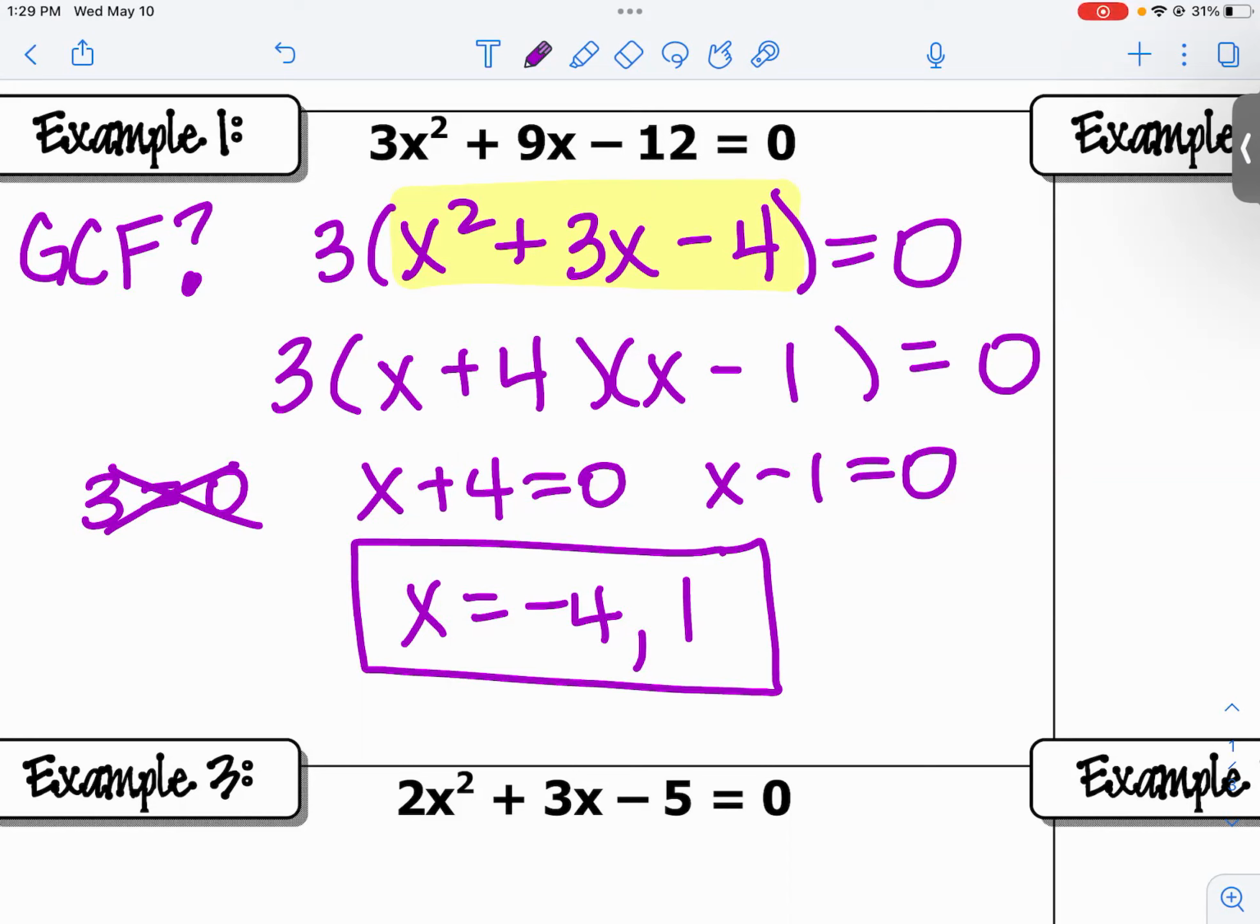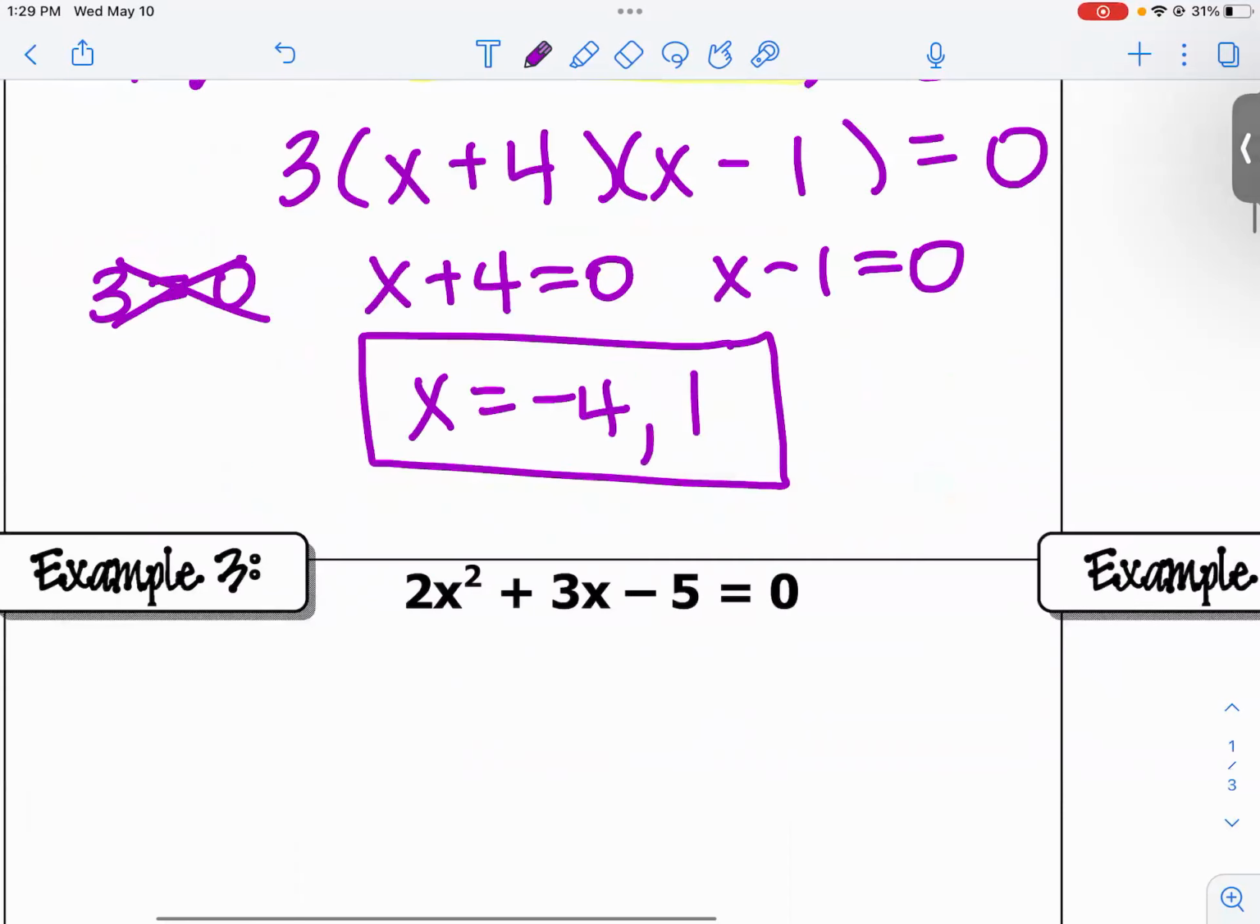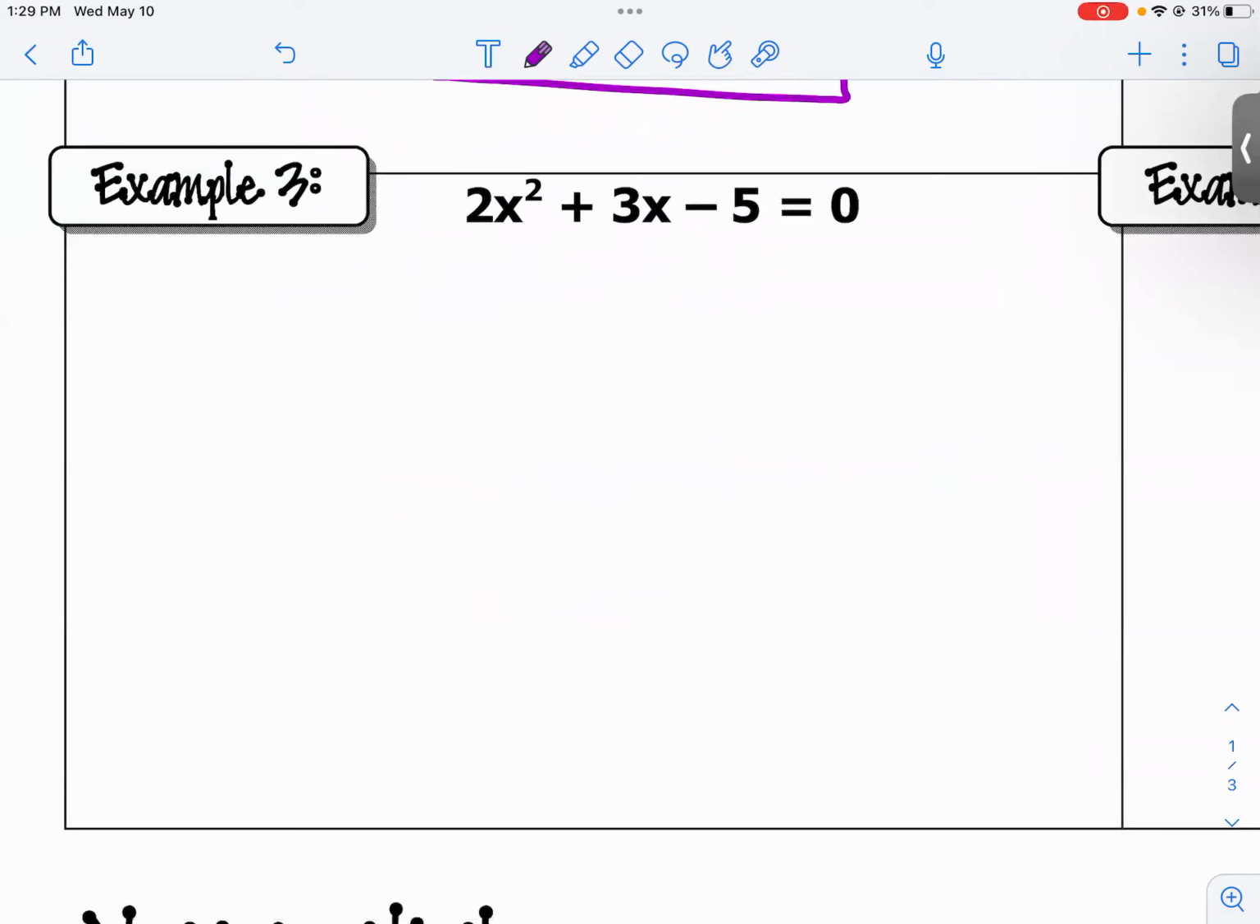Well, what happens if there's not a GCF, and there's a number in front of x squared? We're going to example 3. In number 3, is there a GCF? No. So this is where we need to do our factoring, what you like to call unfoil, with some kind of guessing and checking. So first of all, what's the only way to get 2x squared?